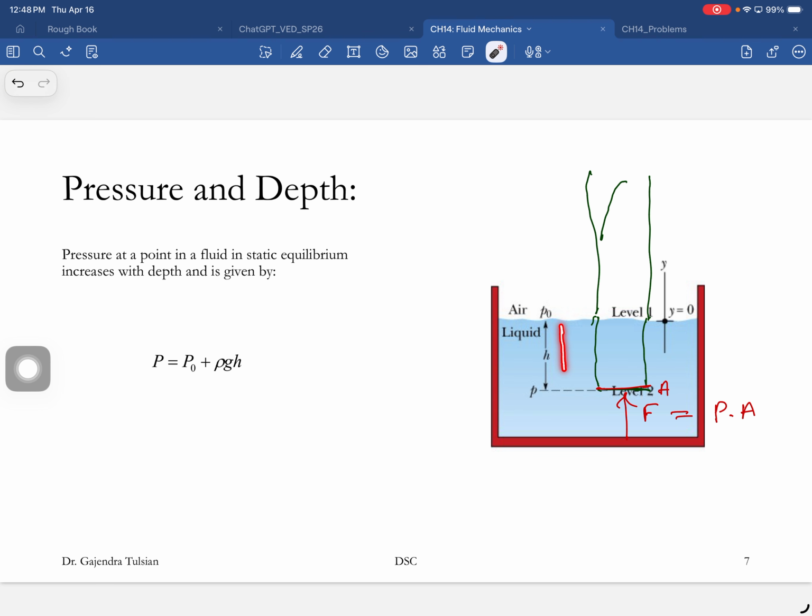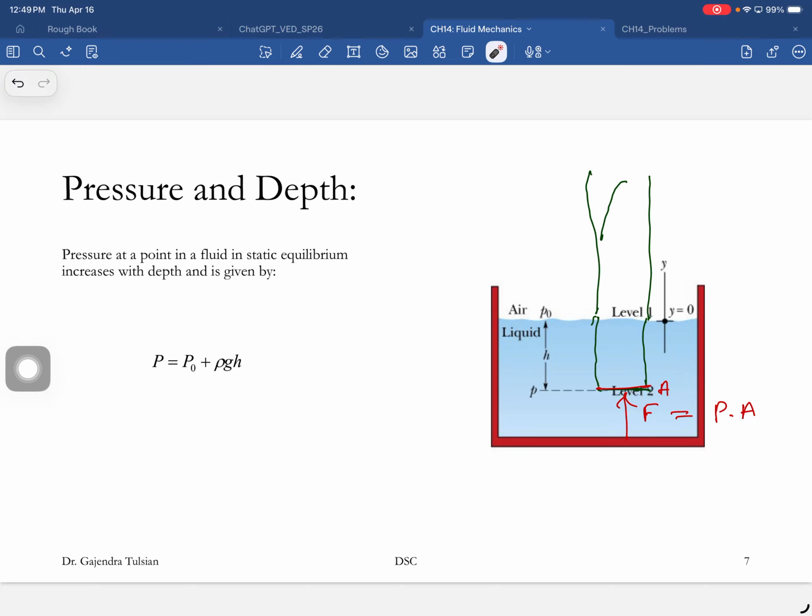And as you go deeper, this column of liquid is increasing. So as you go deeper, the pressure must increase in this liquid. And that's what this is saying. So the pressure at a depth in a liquid, this is the atmospheric pressure, the pressure to balance the atmosphere, and this is the extra pressure needed to balance this column of liquid. So as you go deeper in a liquid, pressure increases, and it increases by that much.